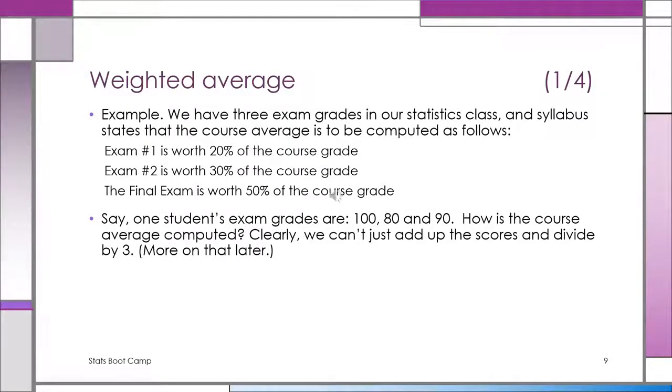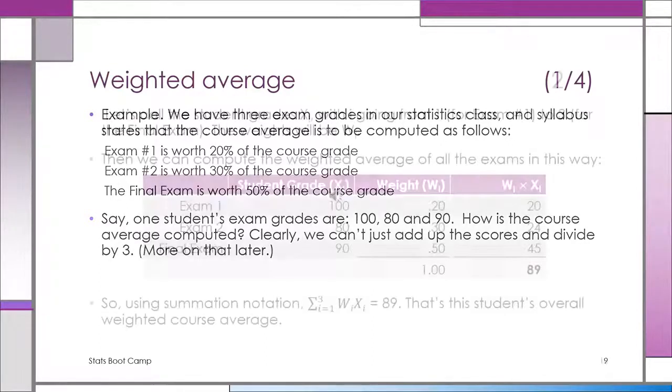Here we're going to learn about a weighted average. Suppose you take three exams, but they're not equally weighted. The first exam is worth 20% of the grade. Exam 2 is worth 30% of the course grade, and the final is worth 50% of the grade. Essentially, your weights are 0.20, 0.30, and 0.50. And now we have one student whose grades were 100, 80, and 90. So how do we compute the average?